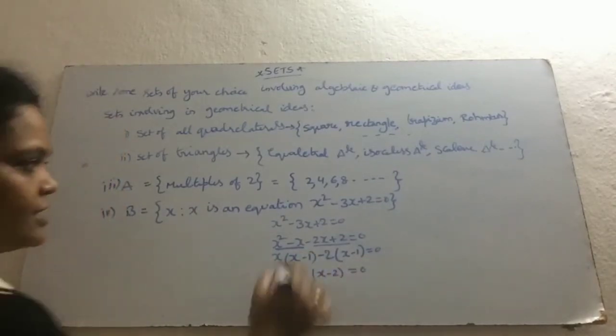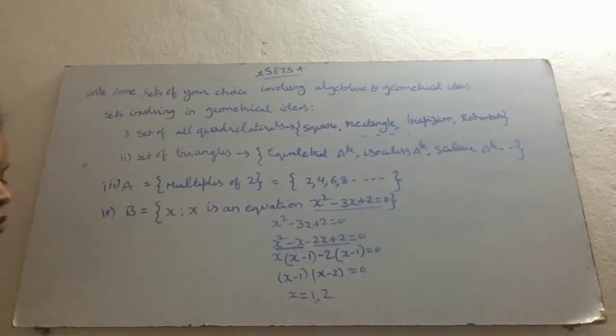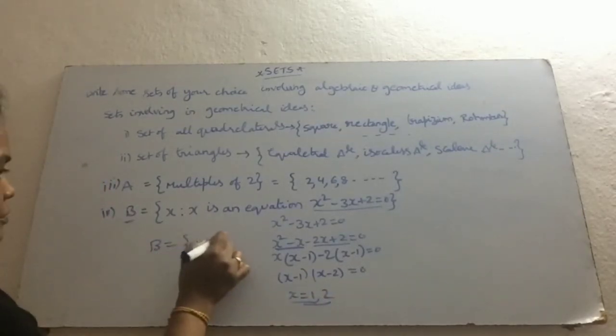So what are the roots of this equation? x equal to 1 and 2. So that means what is the set B? B equal to {1, 2}.